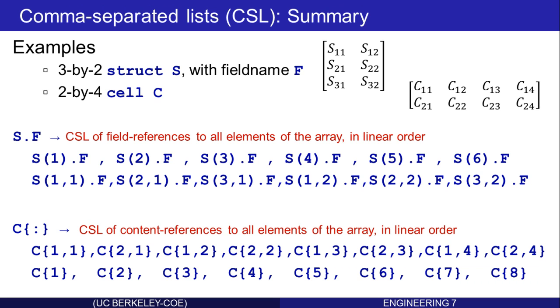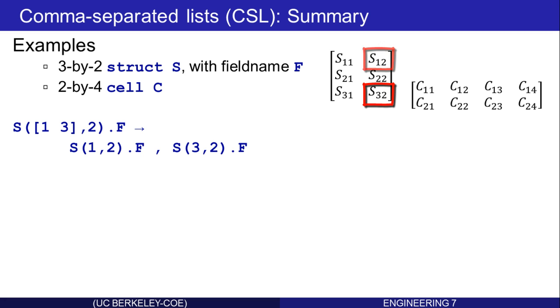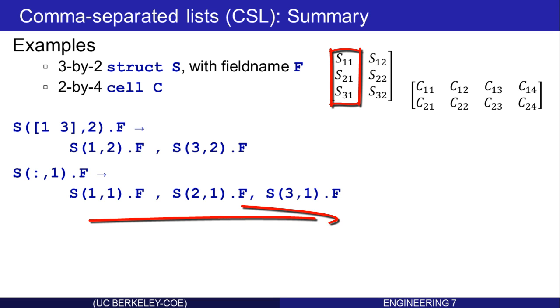Clearly, linear order. Now let's keep the setup the same, but only reference a subset of rows and or columns. For example, here's a field reference to a subarray of the struct array. Just grab those subarray elements in linear order, 1, 2, 3, 2, and do a comma-separated list of the field references to those elements. Here's one using the colon operator, all the rows, first column. Just make a field reference to all those elements in linear order. The 1, 1 element, the 2, 1 element, and the 3, 1 element.